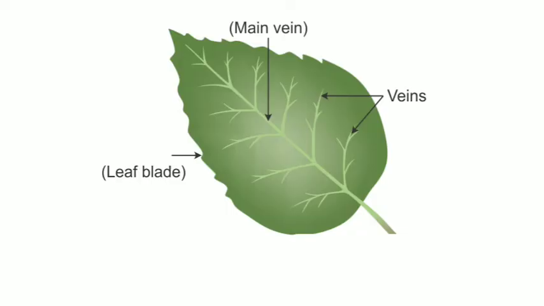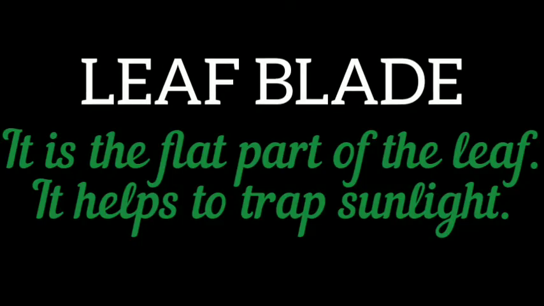Let us study about the different parts of a leaf. Children, the different parts of a leaf are leaf blade, main vein and side veins. Leaf blade. It is the flat part of the leaf. It helps to trap sunlight.